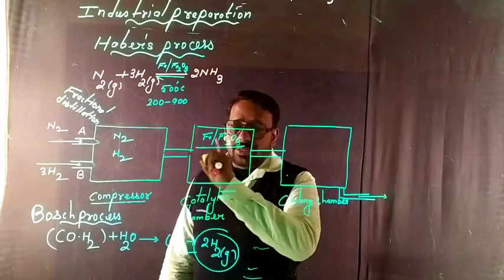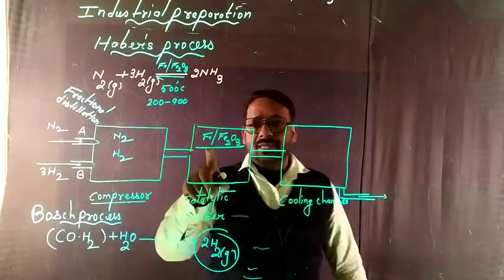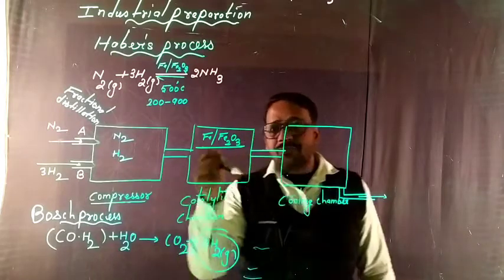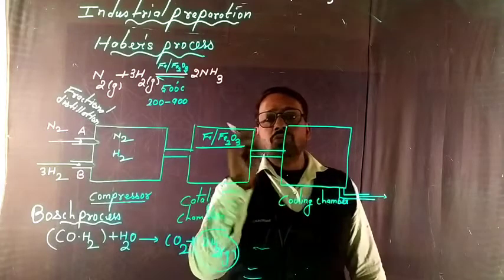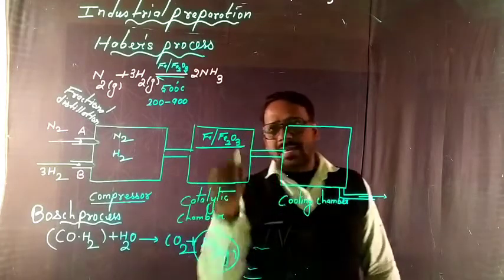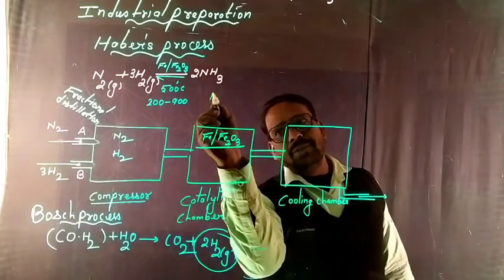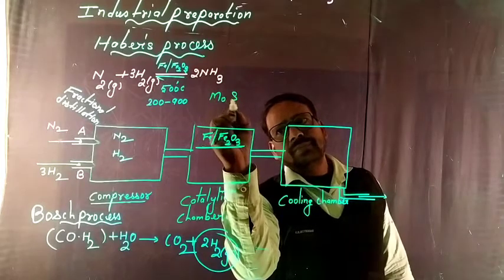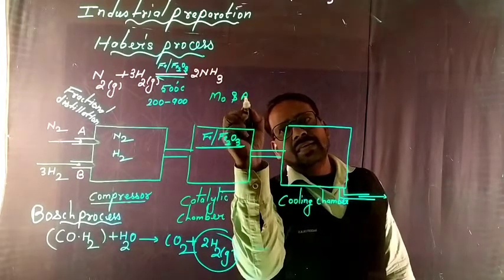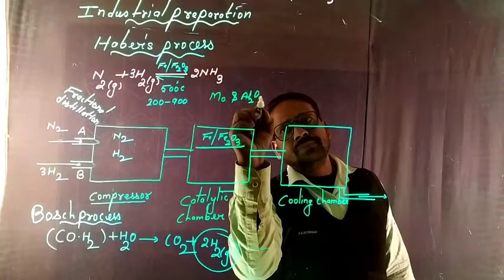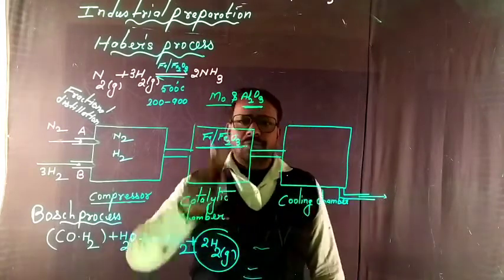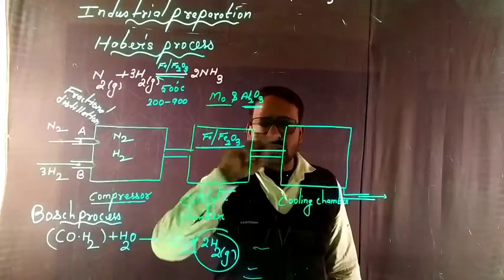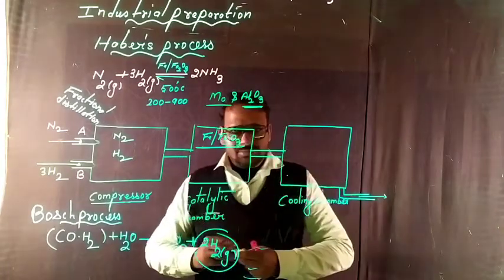Pure nitrogen and hydrogen. And we have taken the catalyst, and to increase the efficiency of the catalyst, we will use some promoter. And the promoter is molybdenum, and you can take Al2O3. Just note down in your copy, these are the promoters which increase the efficiency of the catalyst.